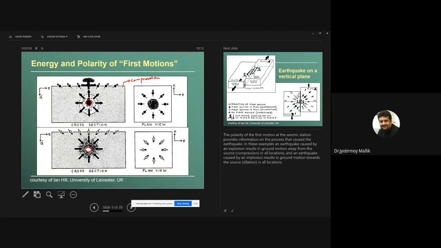Right, so this is created by compression. I said it right. Say for example, here are my seismometers. So the first motion which is received is important.